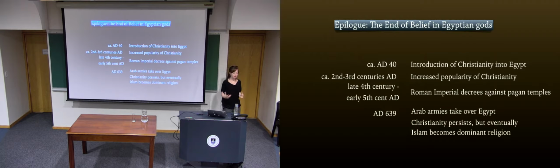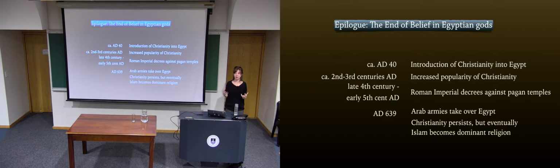Basically, the belief in these sagas and these stories starts to die out with the rise of Christianity. And that starts in the 1st century AD, but it takes several centuries for it to happen. It becomes more popular, and then by the late 4th century and the early 5th century AD, you have a series of decrees by Roman emperors against pagan temples. And it's not just the ones in Egypt, it's all over. Calling for their eradication and destruction. Now that doesn't actually happen.